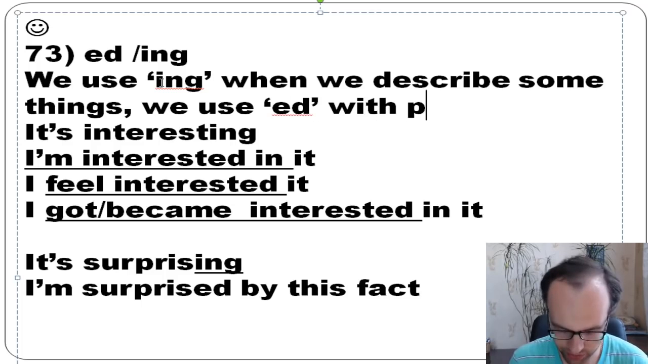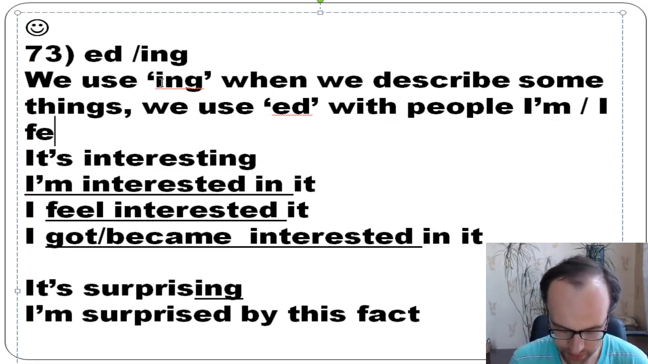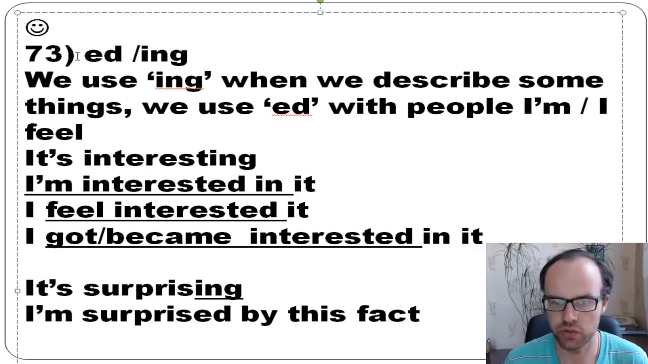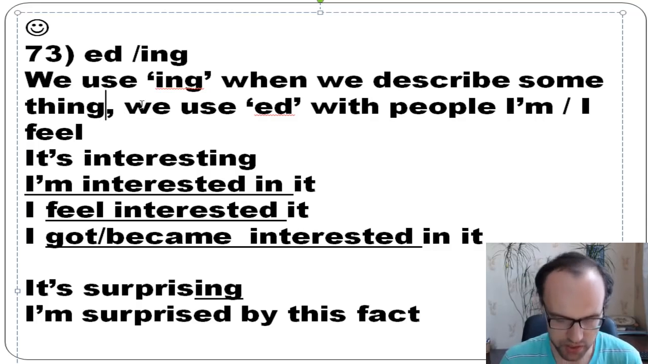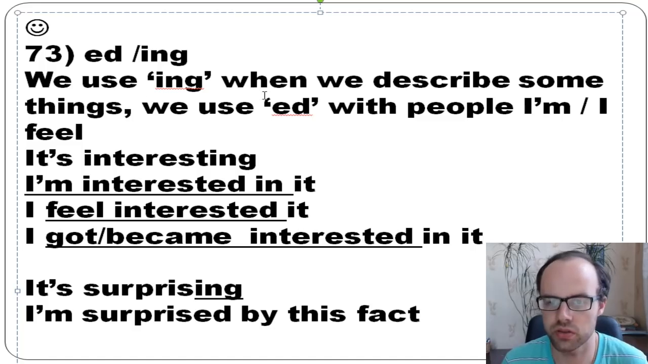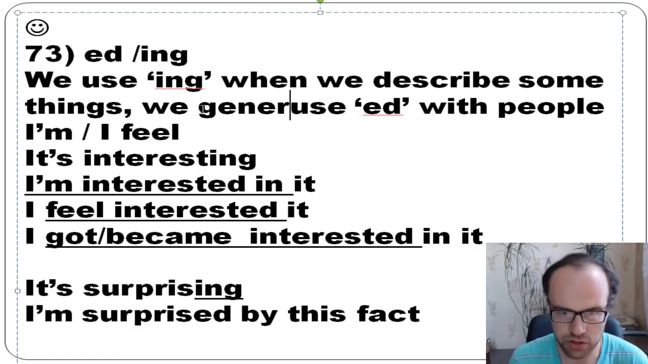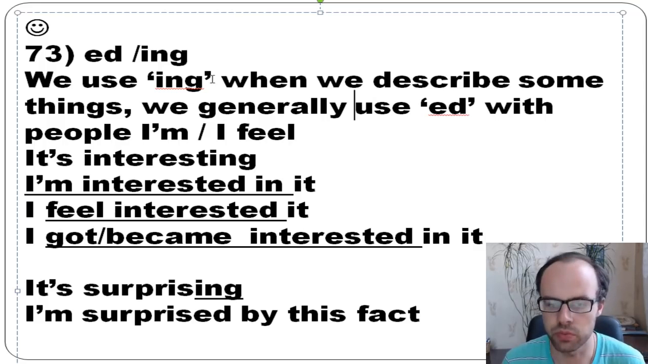With people, it's usually so, with people, I'm or I feel, okay? So we use -ing when we describe something or some things, so it's interesting, and we generally use -ed with people, I'm and I feel, okay? So I feel interested or I'm interested. Look, it's surprising, so we describe, we use -ing, and I'm surprised, so I feel surprised by this fact. Surprised by or at.